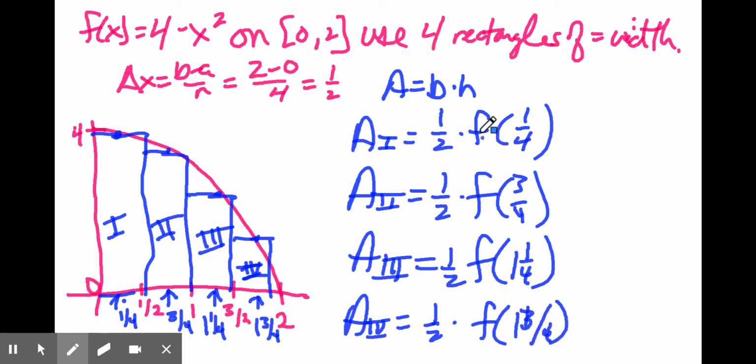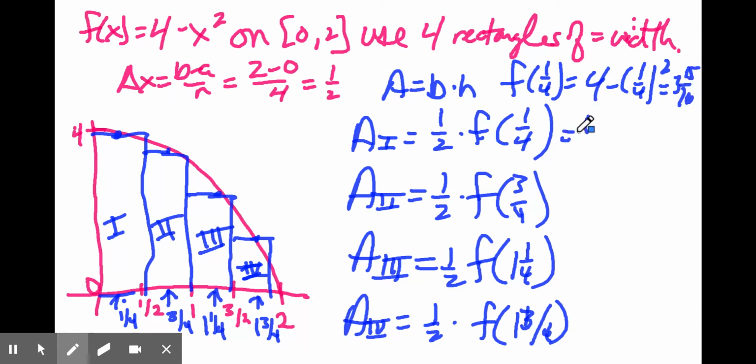Okay, and to find f of a quarter, f of 3/4, f of 1 1/4, f of 1 3/4, you take, for example, f of a quarter, you'd plug it in, you get 4 minus 1/4 squared, which would be 3 15/16. That's what you would get. So then you take 1/2 times 3 15/16.